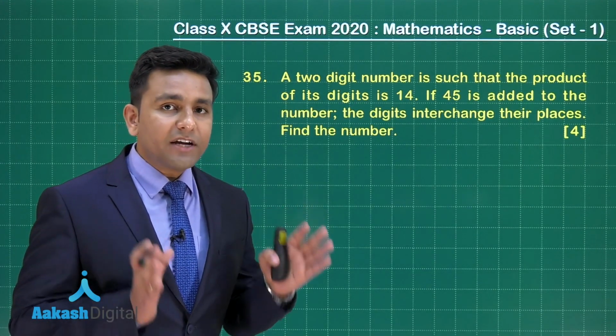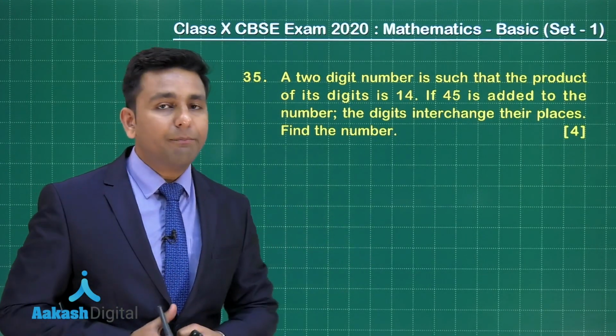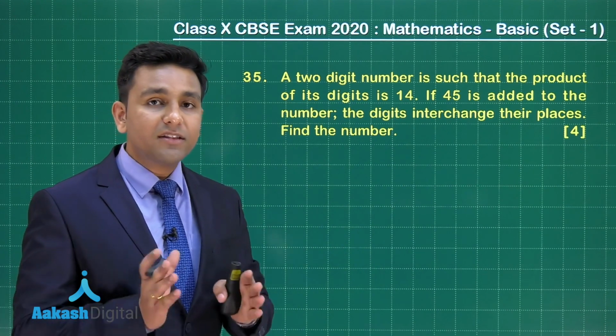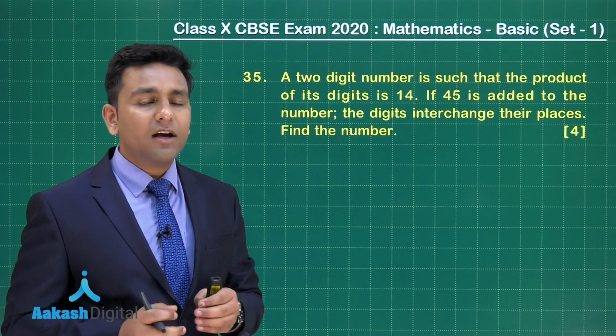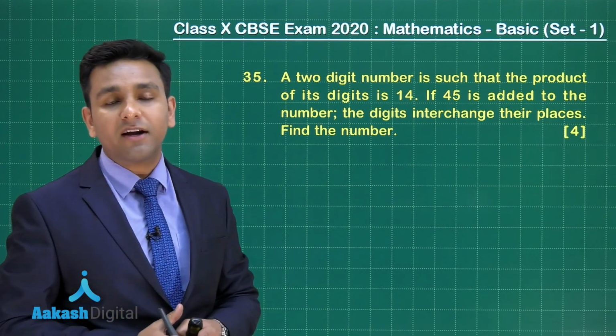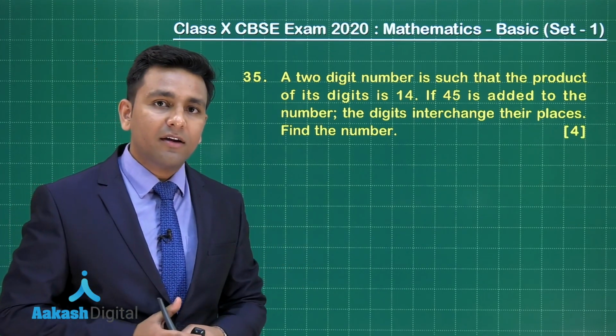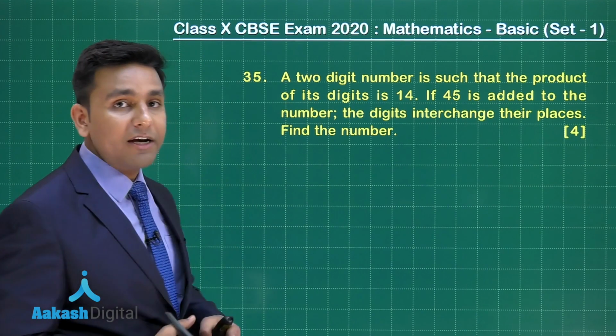Now guys, it's time to solve section D of the basic paper of mathematics. In this section, each question carries 4 marks. That means हम 4 marker questions solve करने जा रहे हैं इस basic paper का. Start करते हैं question number 35 से.